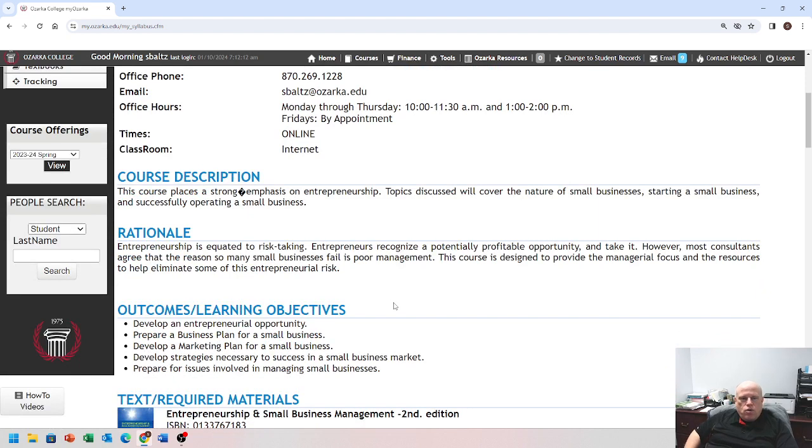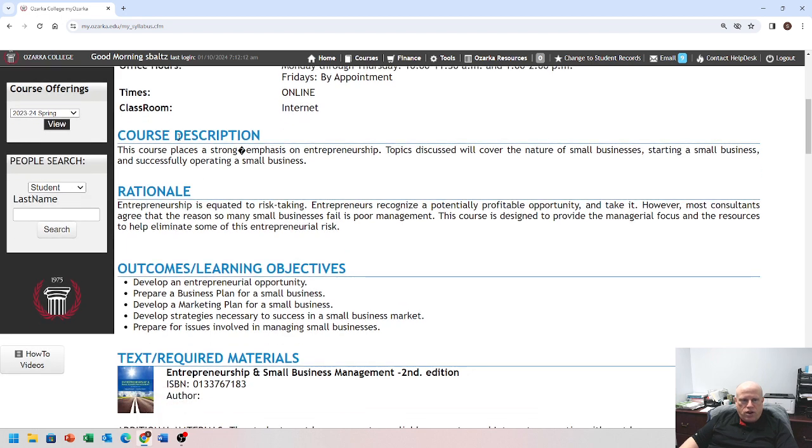All right. Right below the basic information at the top of the syllabus, you'll notice the first three sections there are course description, rationale, and outcomes or learning objectives. And those are all closely tied together. Basically, in this course, we're going to learn about entrepreneurship. We're going to learn the nature of small businesses, how starting a small business is conducted, the process of starting a small business. And then also, obviously, we'll look at how to successfully operate a small business.